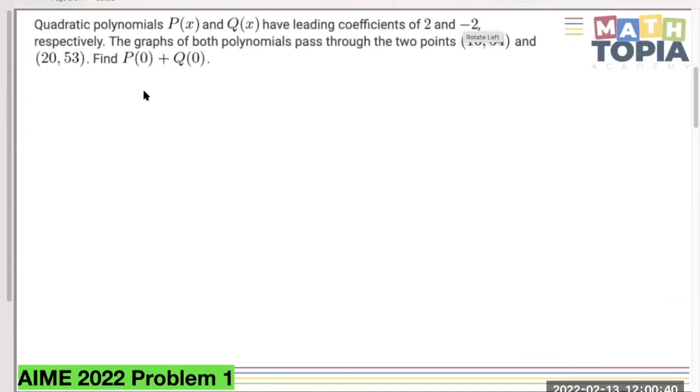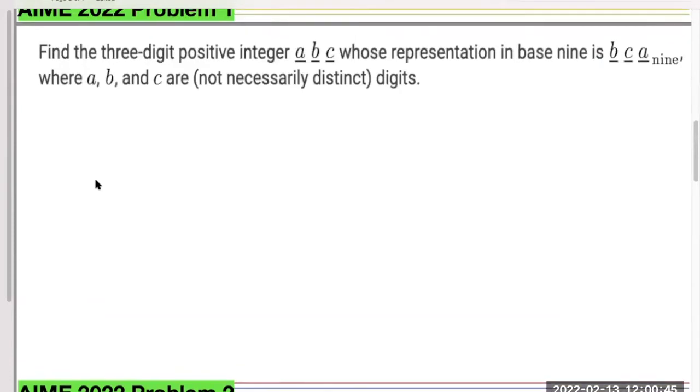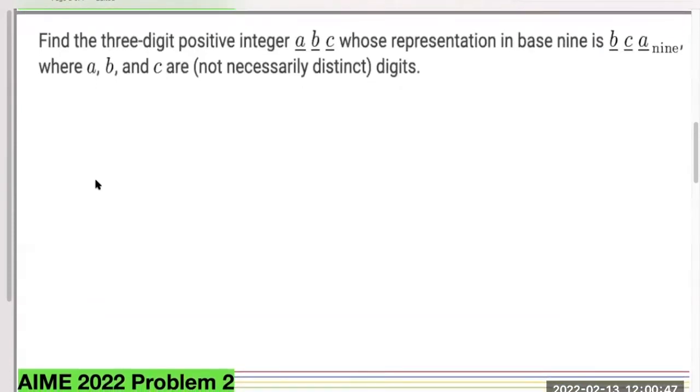Okay, nice. So let's go on to number 2, which says, find a 3-digit positive integer, abc, whose representation in base 9 is BCA. So the digits kind of cycle a little bit. As you might know, the way bases work is that the first place is 1, the second place would be the base, 9 in this case. The third would be the base squared, so 81, and so on.